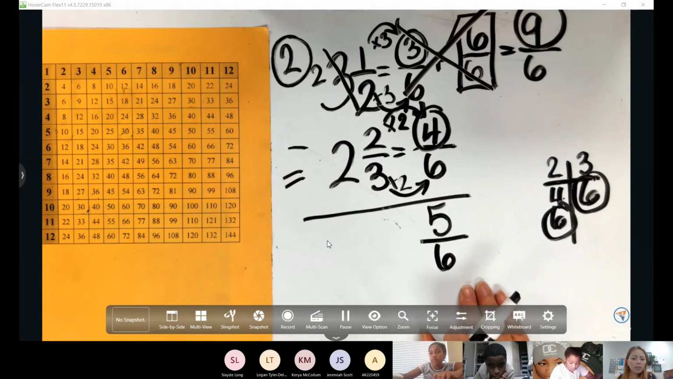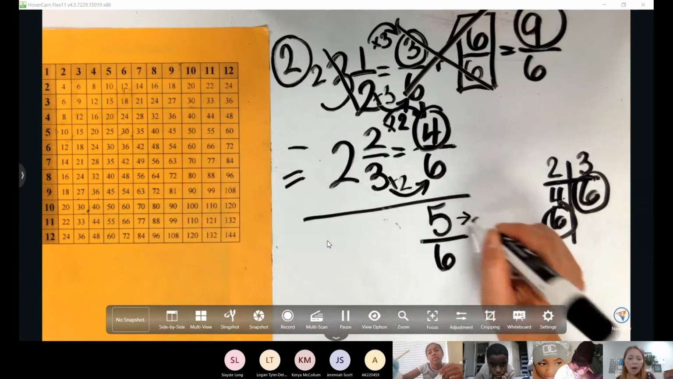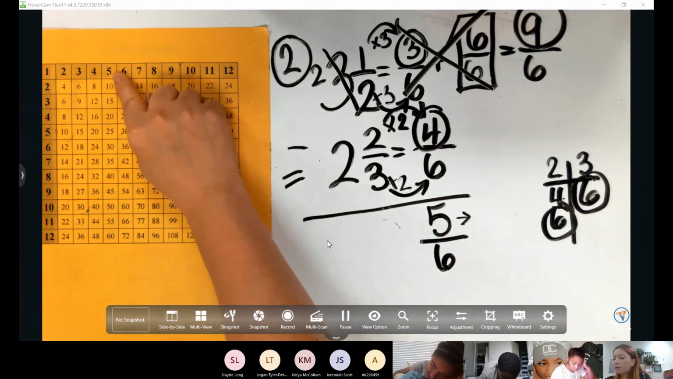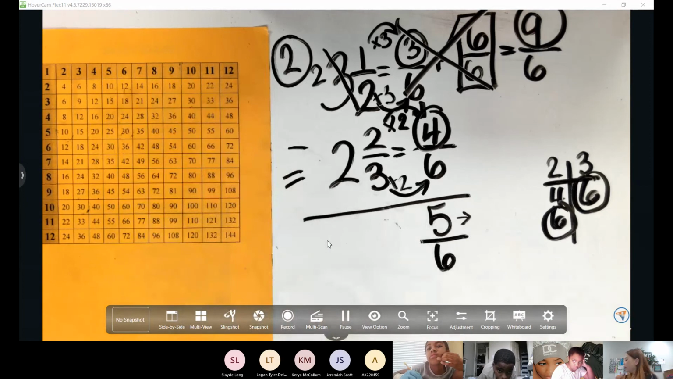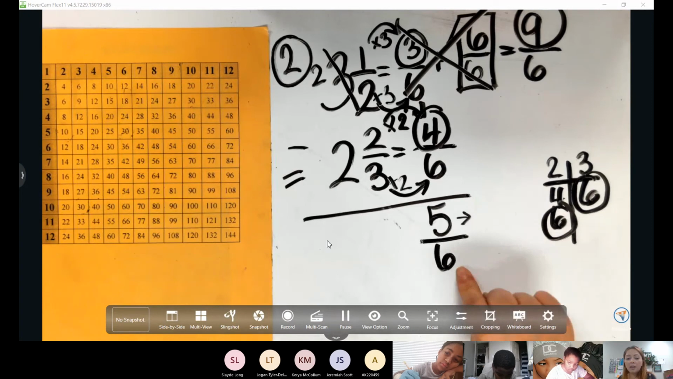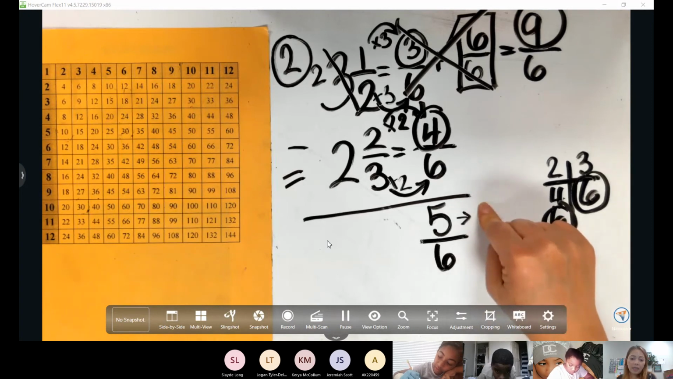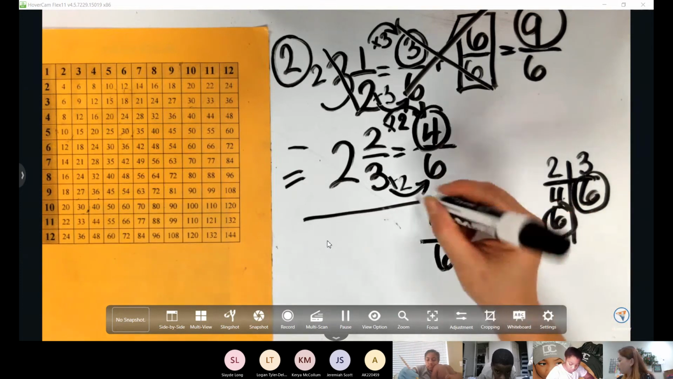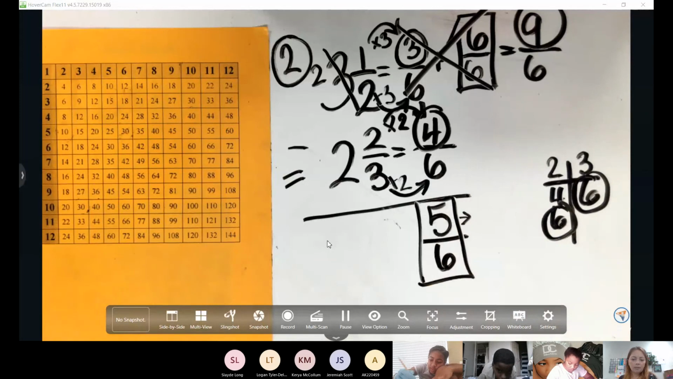Now let's look at simplifying this. Well, again, 5 is a prime. Remember that? 5 is a prime. So remember that. If you look on the chart, can we take a 5 to a 6? No. Then the only way, okay, when the numerator is a prime, the only way you can simplify this is if the denominator is divisible by that 5. In this case, 6 is not divisible by 5. So we are already in simplest form right here. So this is our final answer. 5 over 6.